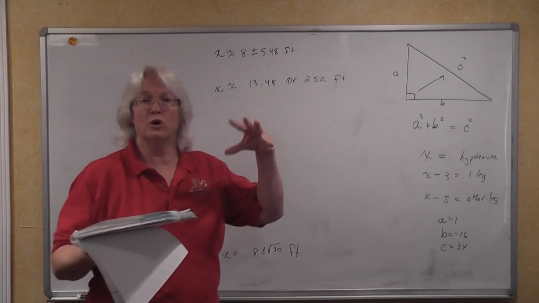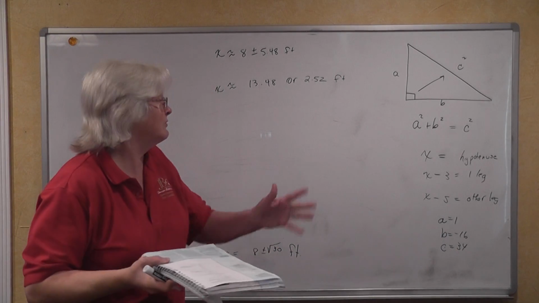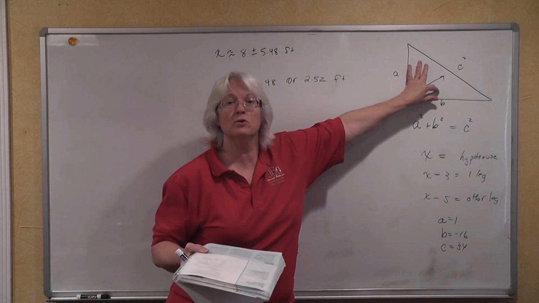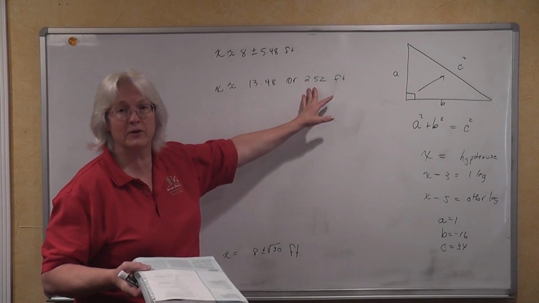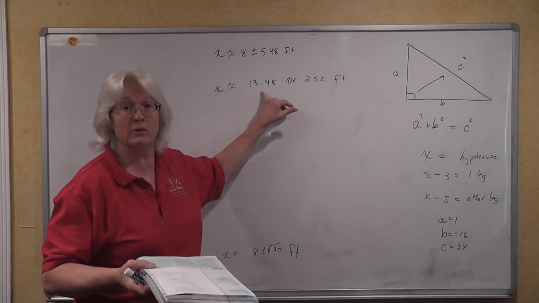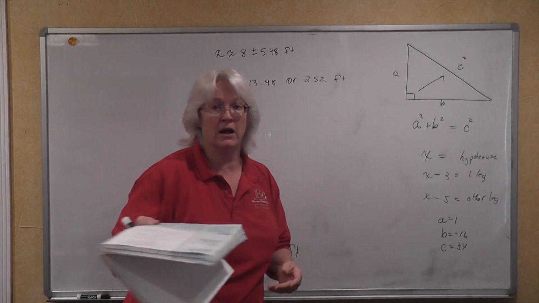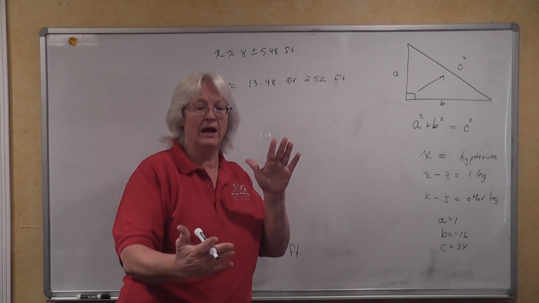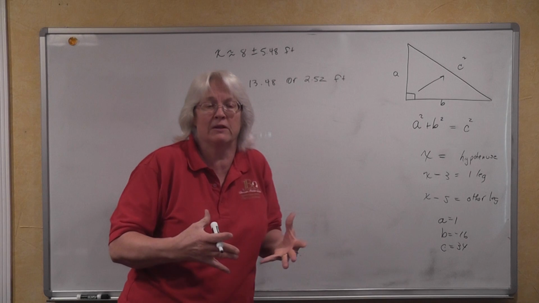Now, don't get so caught up in the work that you forget what you're looking for. What are we looking for? We're looking for the hypotenuse. We have two separate choices for the hypotenuse, 13.5 feet or 2.5 feet. And I can already tell you that if you're doing a brace, it's not common that you're going to be having a brace that long with the information that they've given to us.